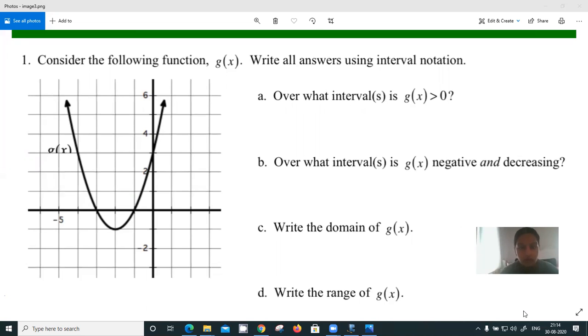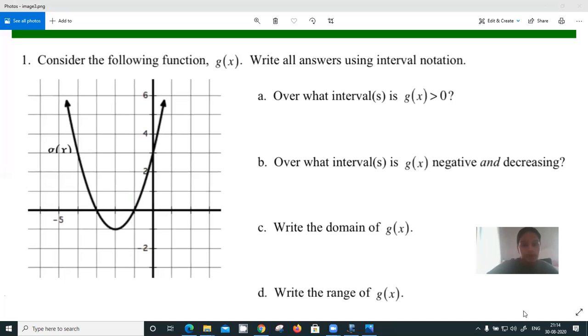So g of x means what? It's dependent on x. X is an independent variable, and the other one is a dependent variable. So we can call that y, which is equal to g of x here. So if g of x is x squared, for example, when x is 2, y is 4. So the value of g of x is dependent on x.